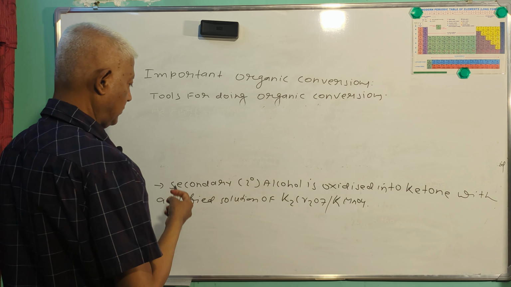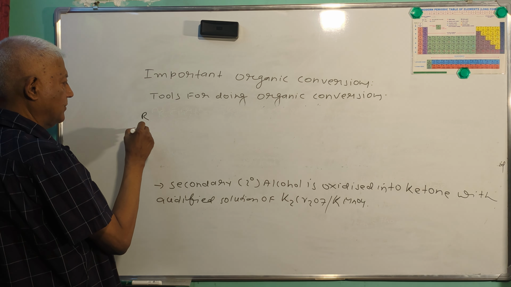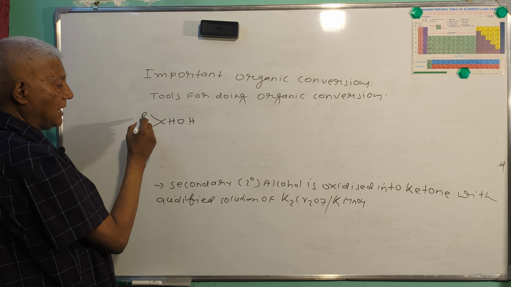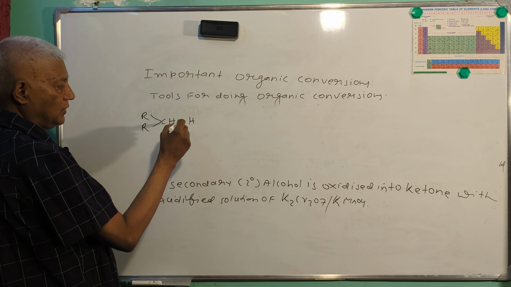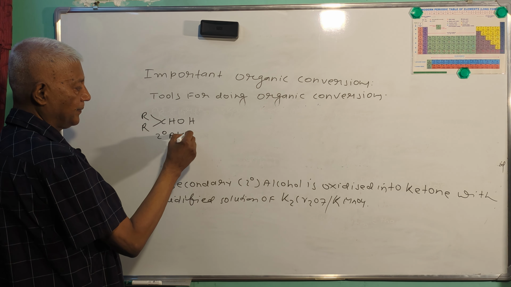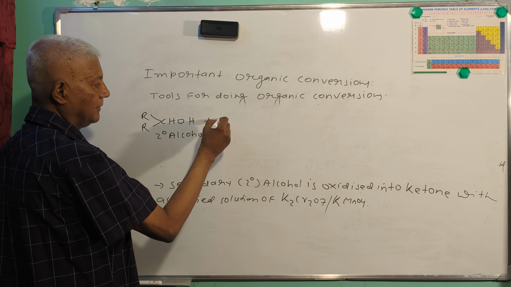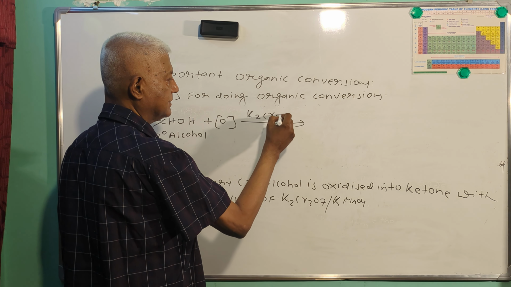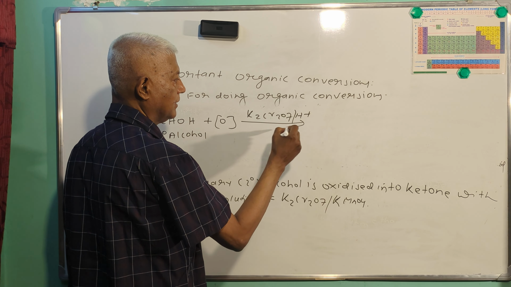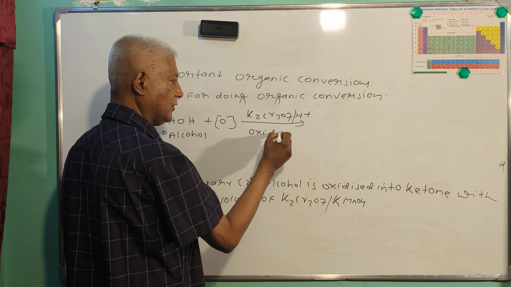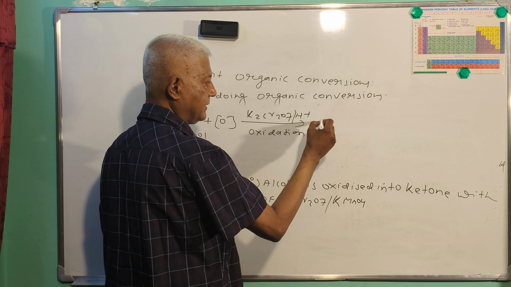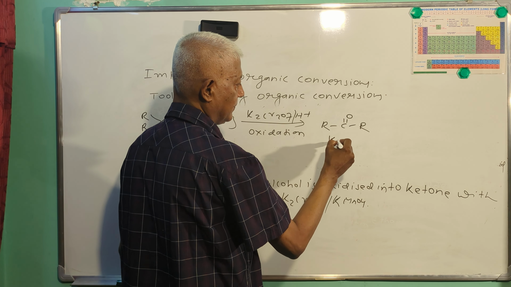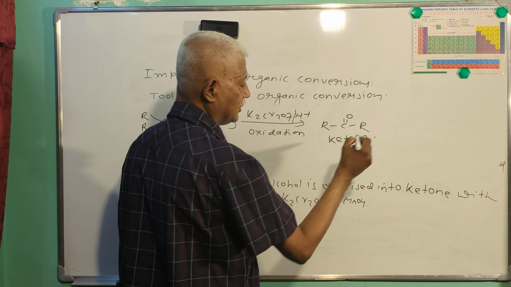Secondary alcohol, so what do you see? If the general formula is RRCHOH, so H is decreasing, R is increasing, R is an alkyl group. So that is a secondary alcohol when oxidized with potassium dichromate. So the reaction is oxidation. So what do you get? RCOR, that is known as ketones.